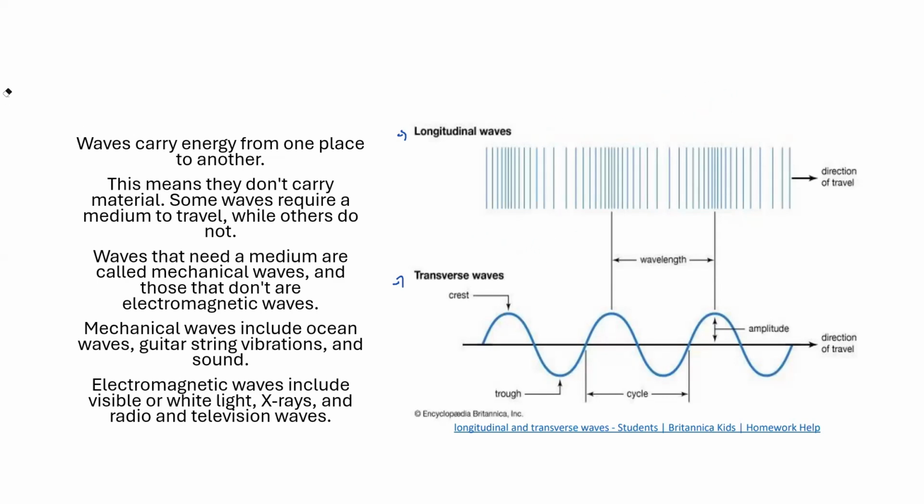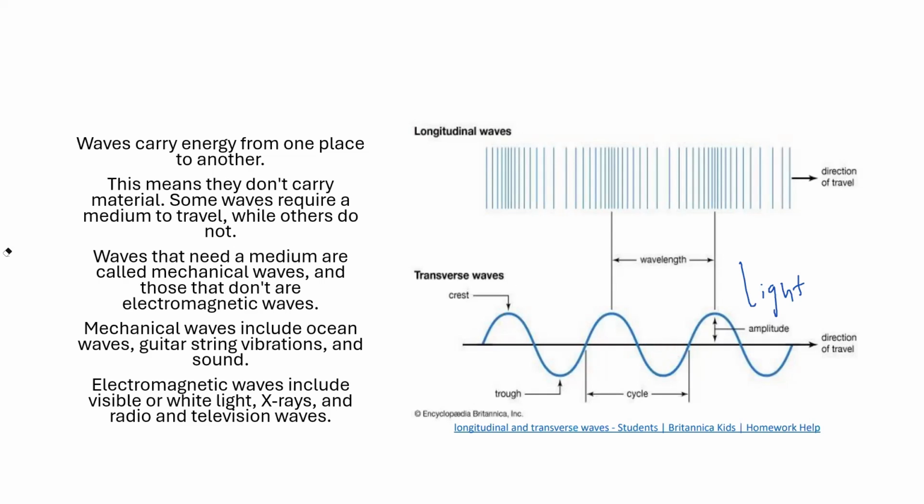This means that some waves require a medium to travel, while others do not. Waves that need a medium are called mechanical waves, for example, the longitudinal ones. But there are other ones that don't require it, and those are called electromagnetic waves. An example of an electromagnetic wave can be light.